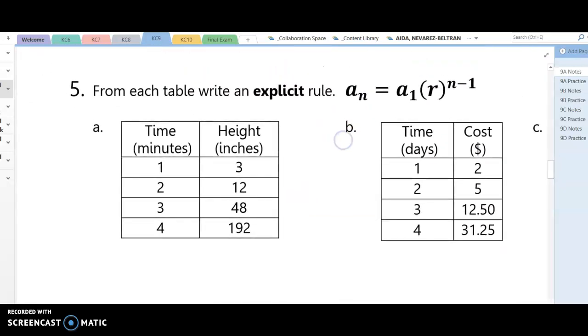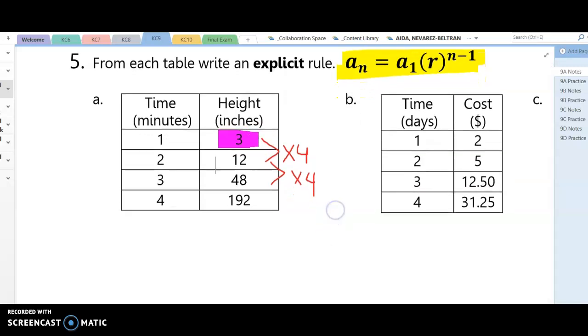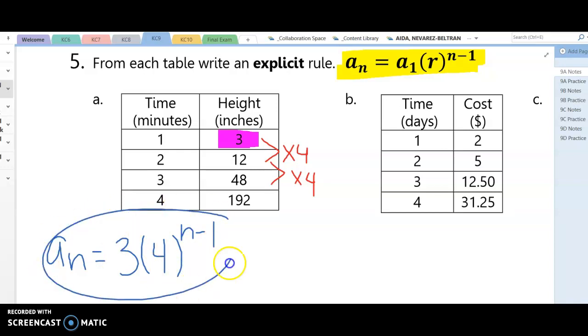All right, so next one, it says from each table write the explicit rule. So I gave you your formula that you need. You're just taking each table and then putting it into the rule. So you need your A1 and then your r and n minus 1. So we can see each time we're multiplying by 4, right? Your A1 is the first number, so it's 3. So when you write your rule, we're doing an equals 3, and in parentheses you're doing 4 to the n minus 1.